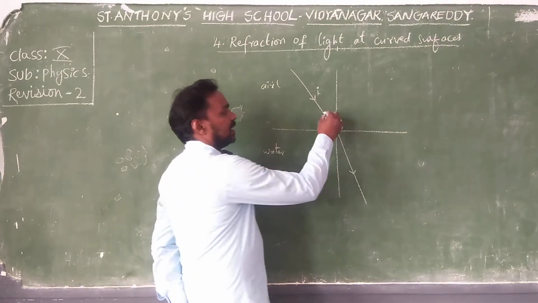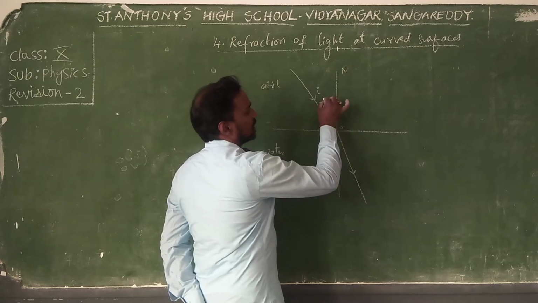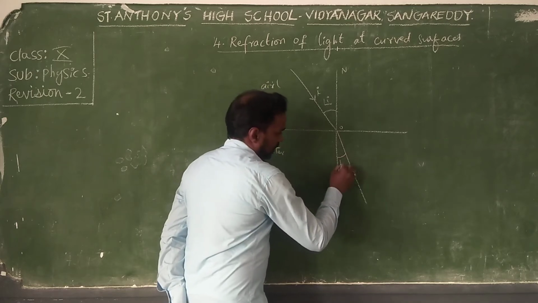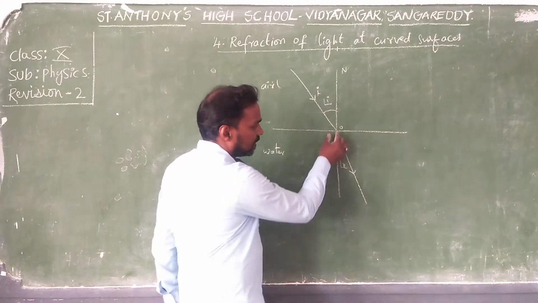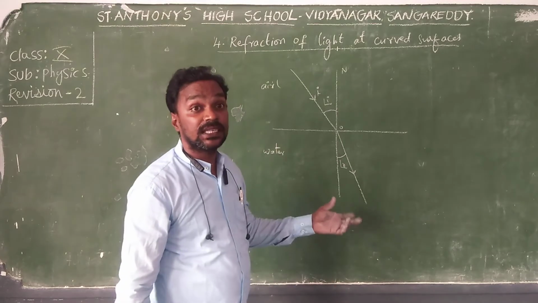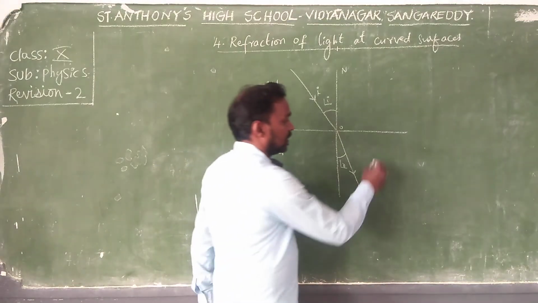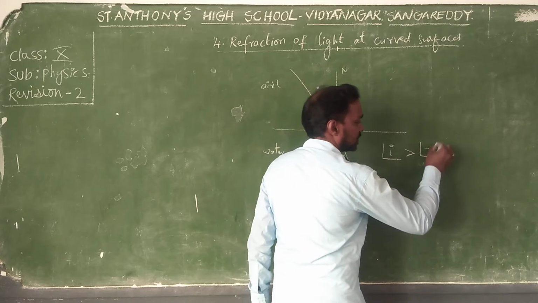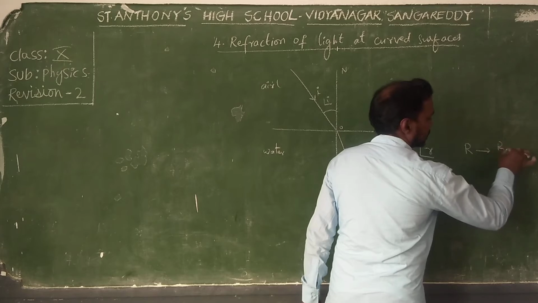Now see the angle between the incident ray and the normal. This is called the angle of incidence, or i. If you compare it with the angle of refraction, by seeing only we can say the angle of refraction is less than the angle of incidence. So the angle of incidence is greater than the angle of refraction when the light is traveling from a rarer medium to a denser medium.